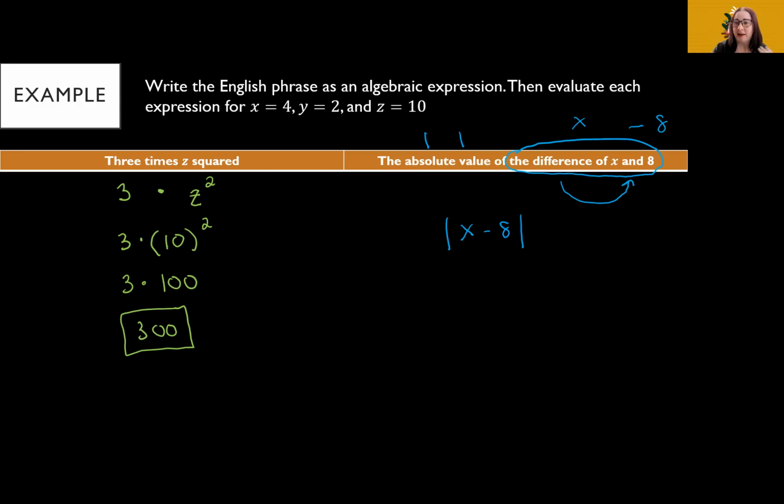So now that we've translated that, we need to replace x with what x is equal to, and x is equal to 4. So this is going to be the absolute value of 4 minus 8. Order of operations says you have to simplify inside the absolute value before you take the absolute value. So I need to do 4 minus 8 first. 4 minus 8 gives us -4. That's inside the absolute values. And then when you take the absolute value, it becomes positive, because absolute value makes everything positive. So the absolute value of -4 is equal to a positive 4. So your final answer is 4.